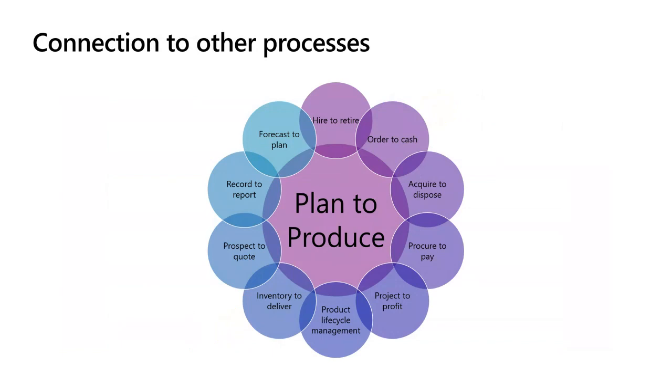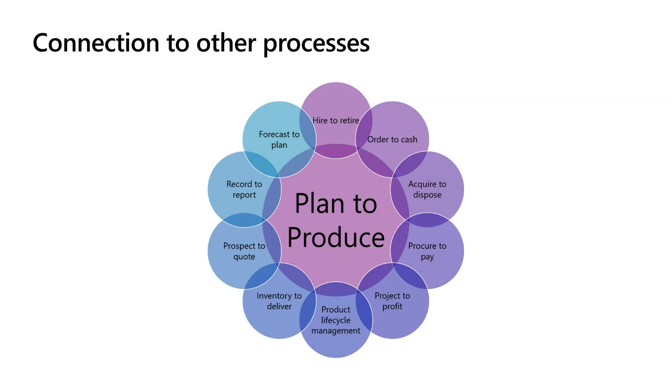While plan to produce is the business process that encompasses the steps of actual production, it also ties into pretty much all of the other standard business processes, which I've listed out here on the slide. In general, when we're looking at business solutions for manufacturers, we should think and talk about how someone in the manufacturing industry might use each and all of these processes.